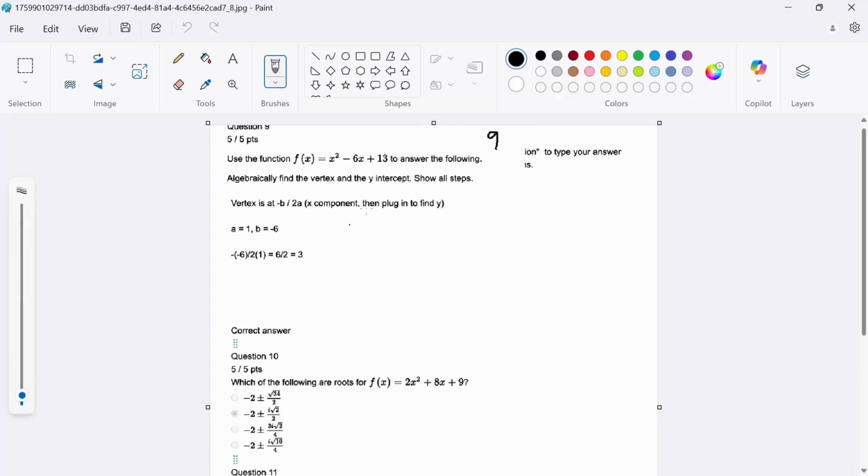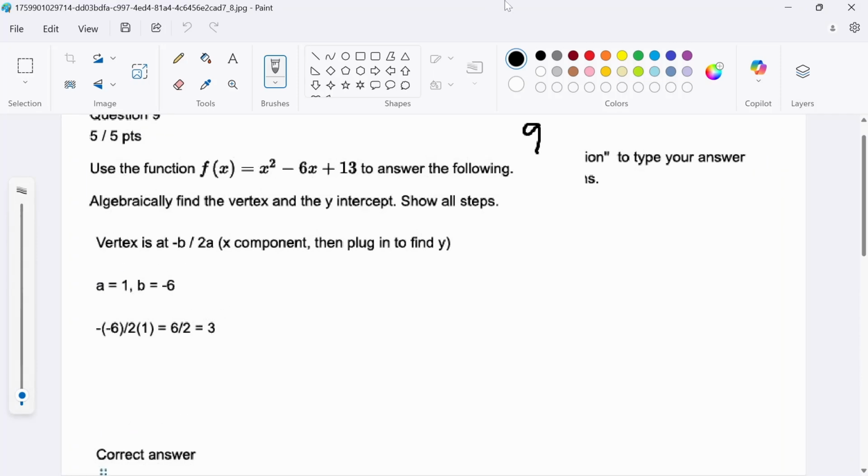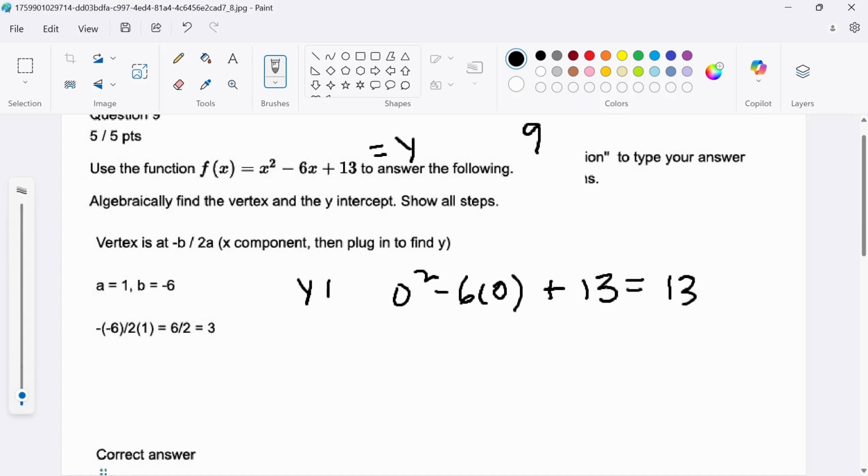Question 9 says, use the function x squared minus 6x plus 13 to answer the following. Algebraically find the vertex and y-intercept. Well, I can say that's equal to y, and the y-intercept is when x is 0. So the y-intercept is 0 squared minus 6 times 0 plus 13, equals 13. So there's the y-intercept.